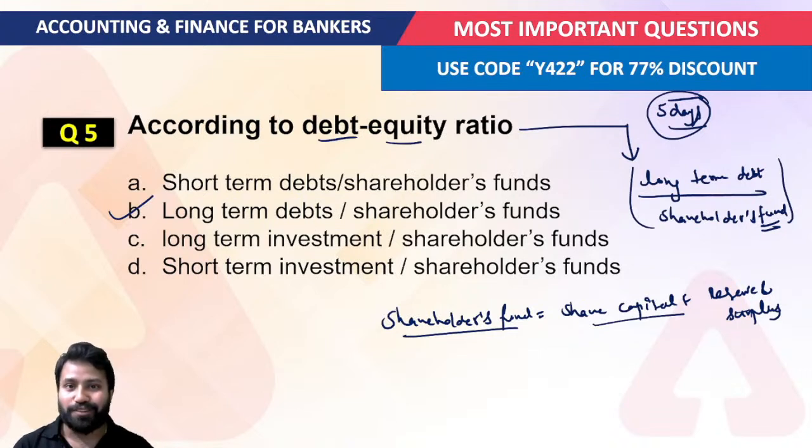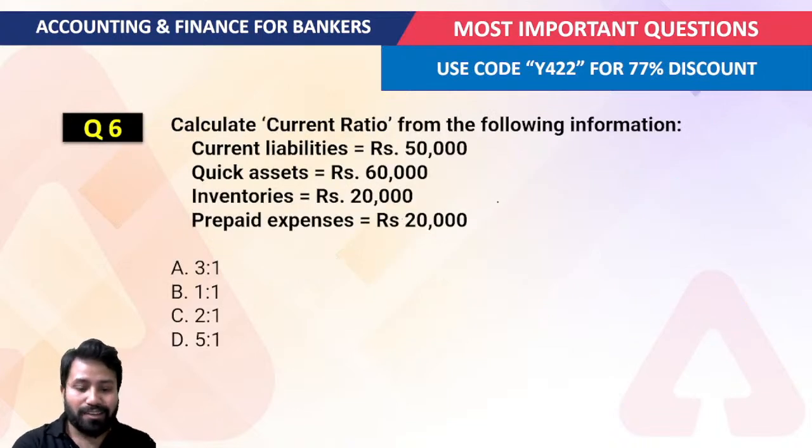There is a very minute difference between debt and investment, just try to understand this. Debt is different and investment is different, do not confuse these terms. Next, calculate the current ratio from the following information. The information given here is current liabilities, quick assets, inventories, and prepaid expenses. The first thing you have to do is look at the formula of the current ratio, that is current assets divided by current liabilities, right?